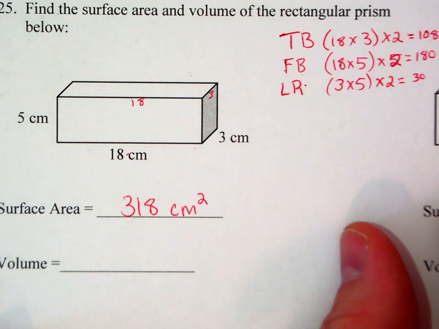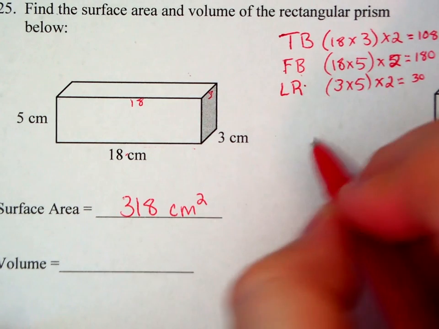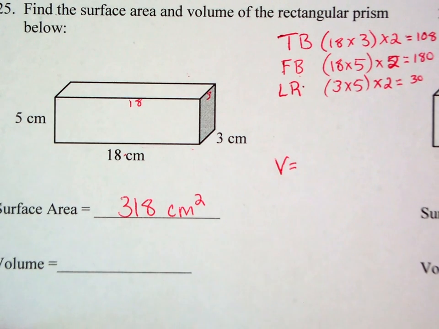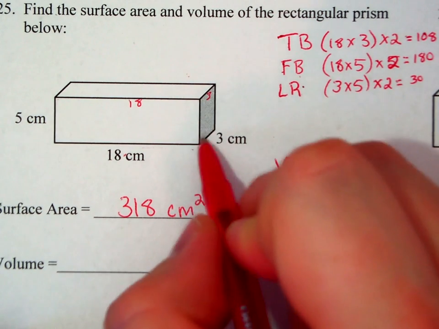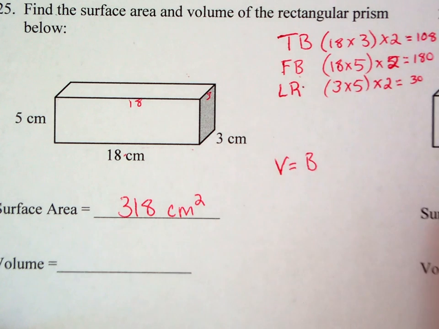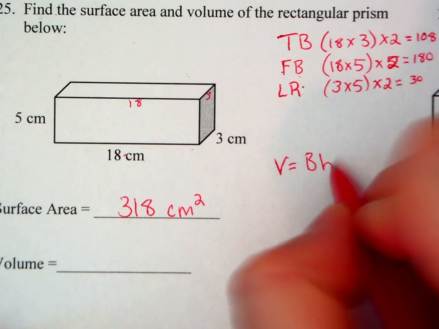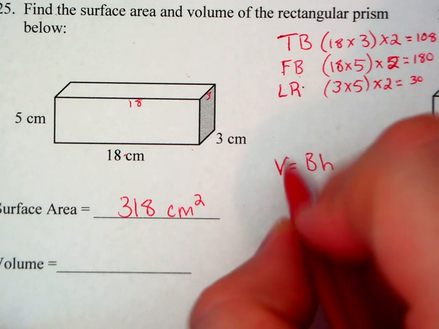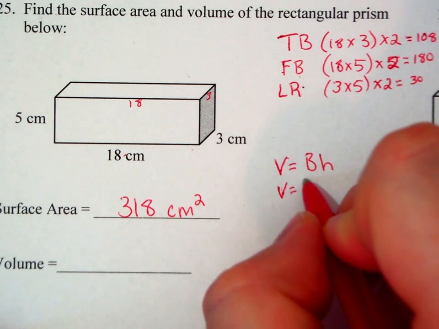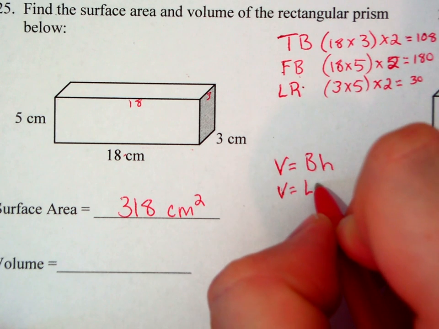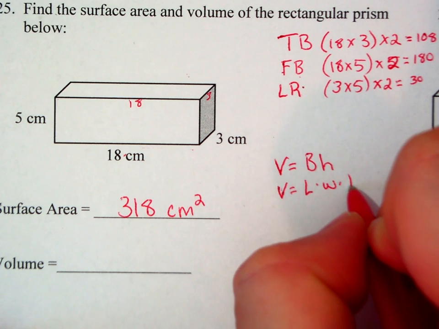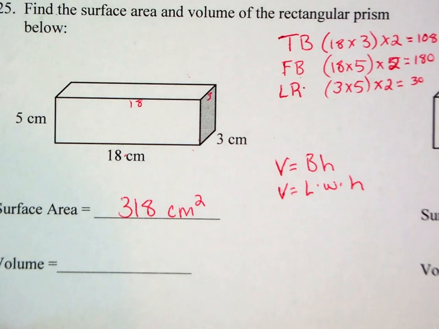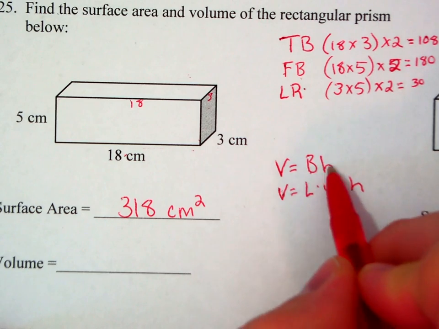Next we'll transition into volume. And volume is going to equal the area of our base, so big B, times the height. Another way you can think of this is volume can also equal length times width times height. And the length times width is essentially going to be the length and width of our base, so big B times height.